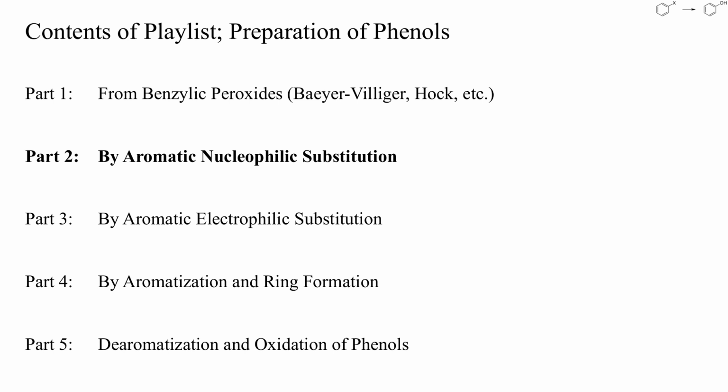This video is about the preparation of phenols by aromatic nucleophilic substitution, for instance of halides by hydroxide or alkoxides. Treatment of chlorobenzene with sodium hydroxide was one of the first processes for the industrial production of phenol, but has been replaced by the Hock process discussed in part 1 of this playlist.